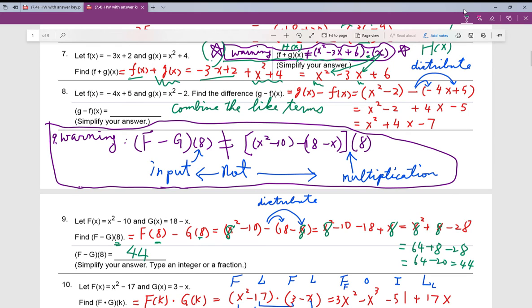So this answer is 44. Do you have to multiply 8? No, don't multiply with 8. This 8 is not a multiplication, it's input 8. So when you have f minus g, you want to write down f of 8 minus g of 8 first. So this one is this one. This one is this one. Okay. Now next, number 10.